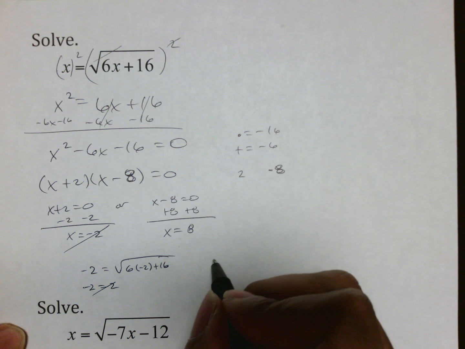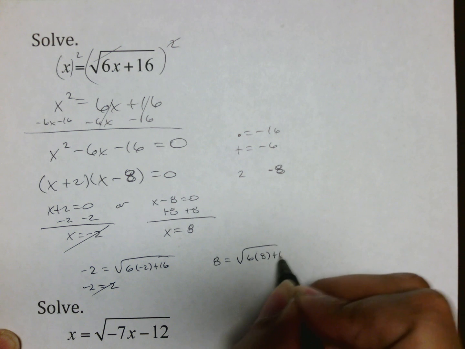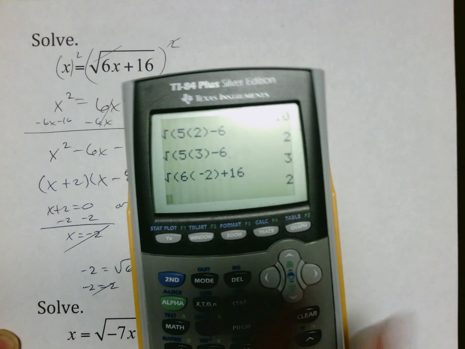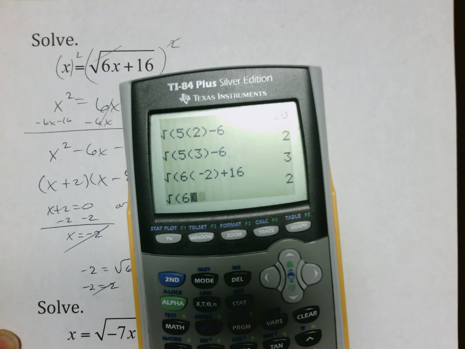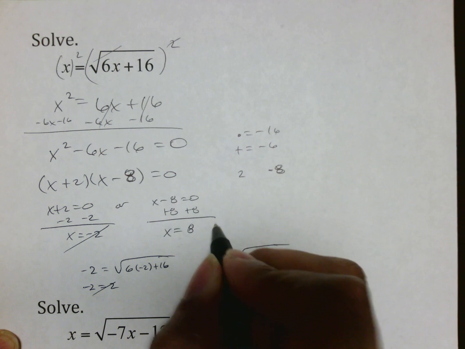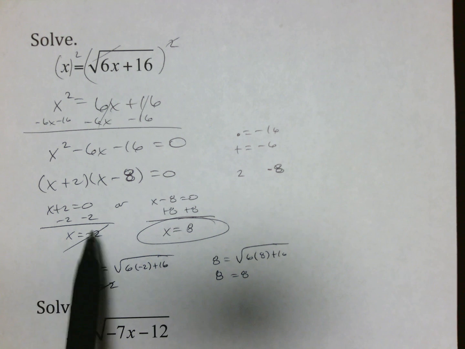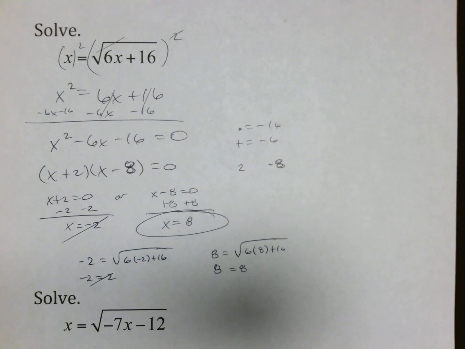But checking 8, we get 8 equals square root of 6 parentheses 8 plus 16. So we check that in our work there. We get the answer of 8, which means my answer is just x equals 8. It is not x equals 8 and x equals negative 2. It's just x equals 8 because, as we saw, negative 2 does not work.